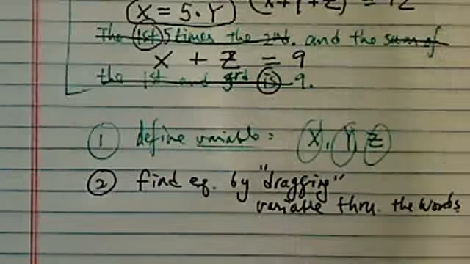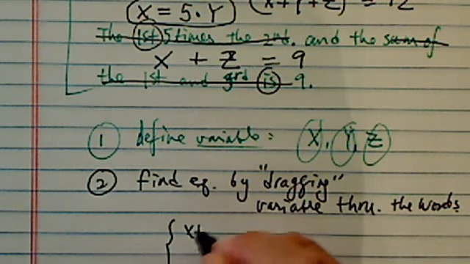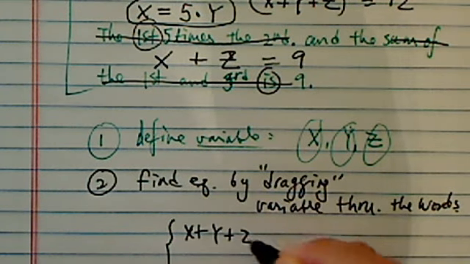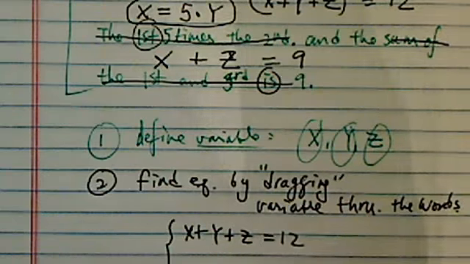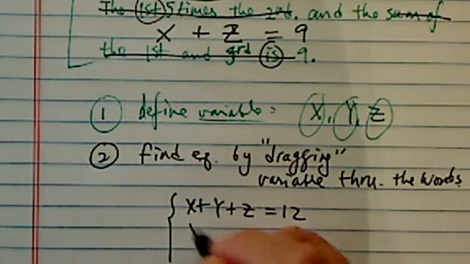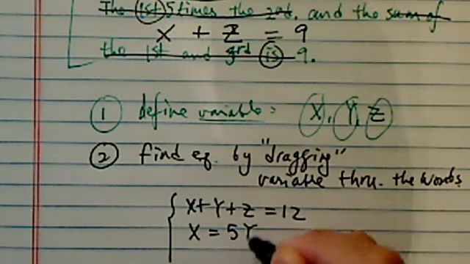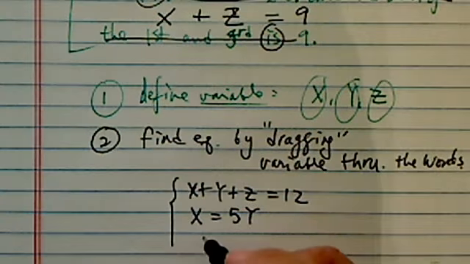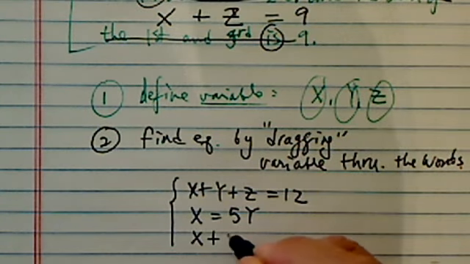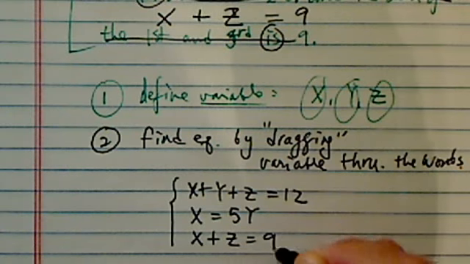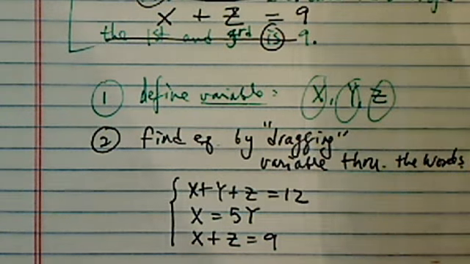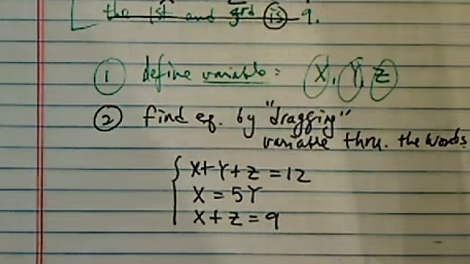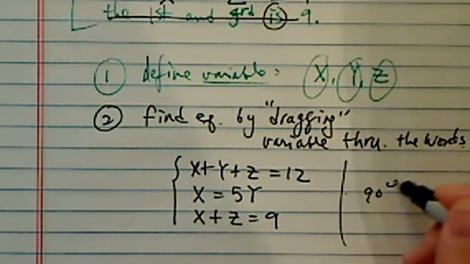So the three equations we come up with: x plus y plus z is equal to 12. That was the first one. Second one, x is 5 times y. And then the last one, we have x plus z is equal to 9. All right, from there, solving it is pretty easy. 90% of the work is really done here.